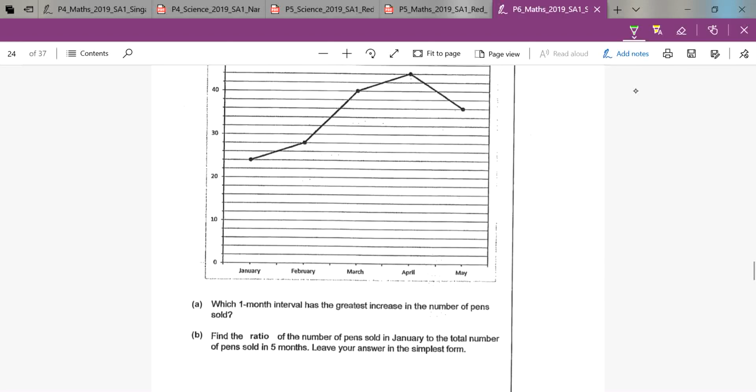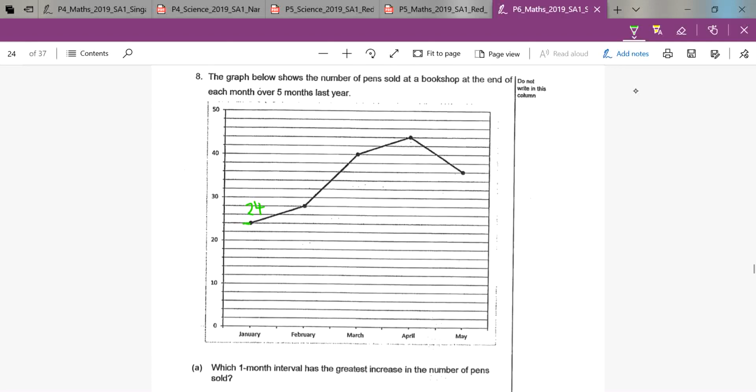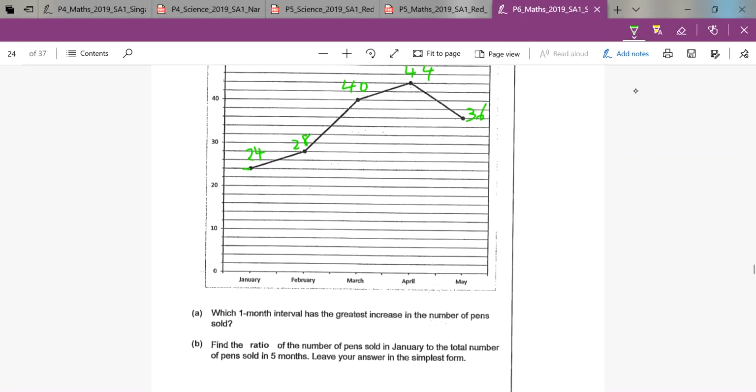Find the ratio of the number of pens sold in January to the number of pens sold in 5 months. Number of pens sold in January would be 24. February is 28. March is 40. April is 44. May is 36. So the total is 24 plus 28 plus 40 plus 44 plus 36, which gives me 172.